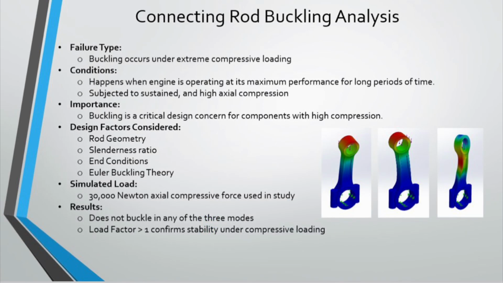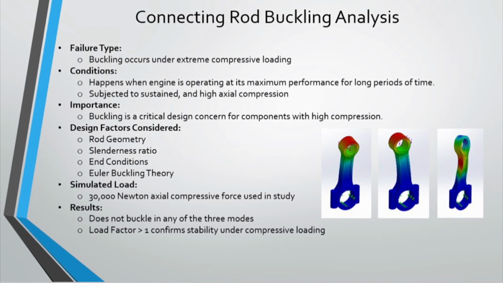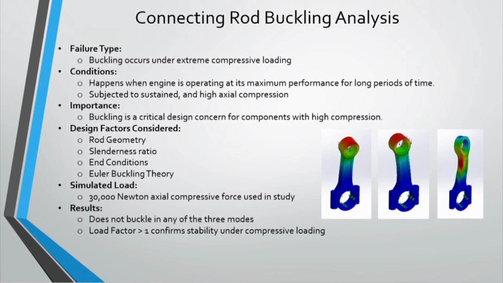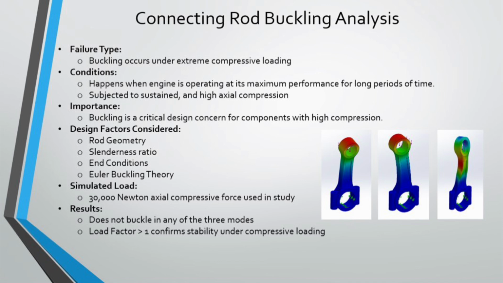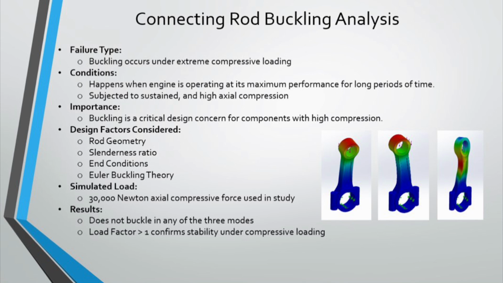When the rod is under its most extreme compressive loads, primarily when the engine is at its maximum performance for a very long period of time, the rod is at risk of buckling. Buckling is a type of failure that happens when the structural member is subjected to a very high compressive force, which is what the rod mainly experiences. This makes the rod's design very concerning, so it has to be very thought out and very carefully designed. They use a bunch of studies and check a bunch of things, like the geometry, the slenderness, the end conditions, and the Euler buckling theory as well. We used 30,000 newtons to simulate this study.